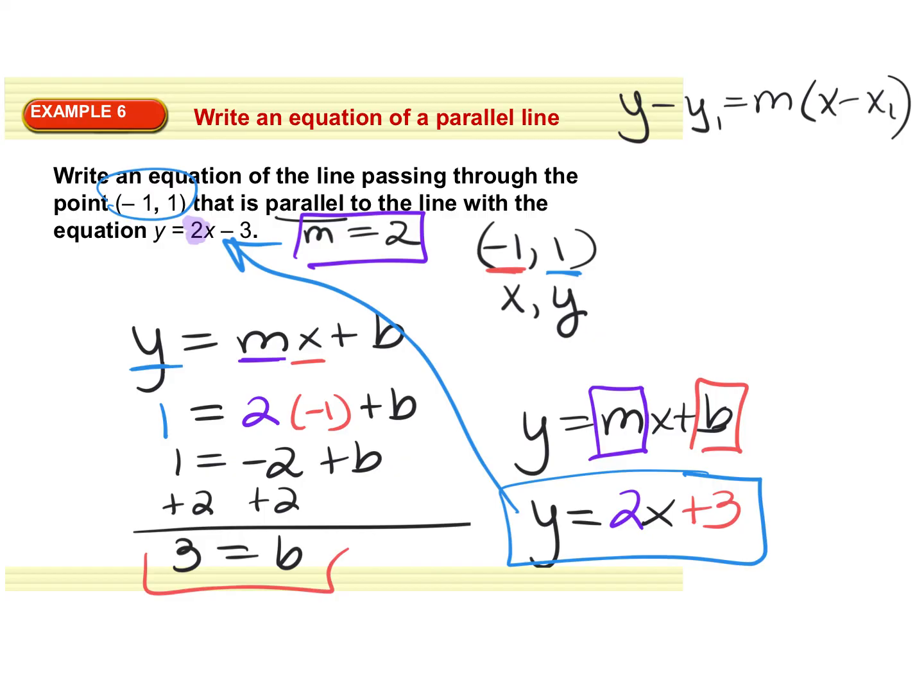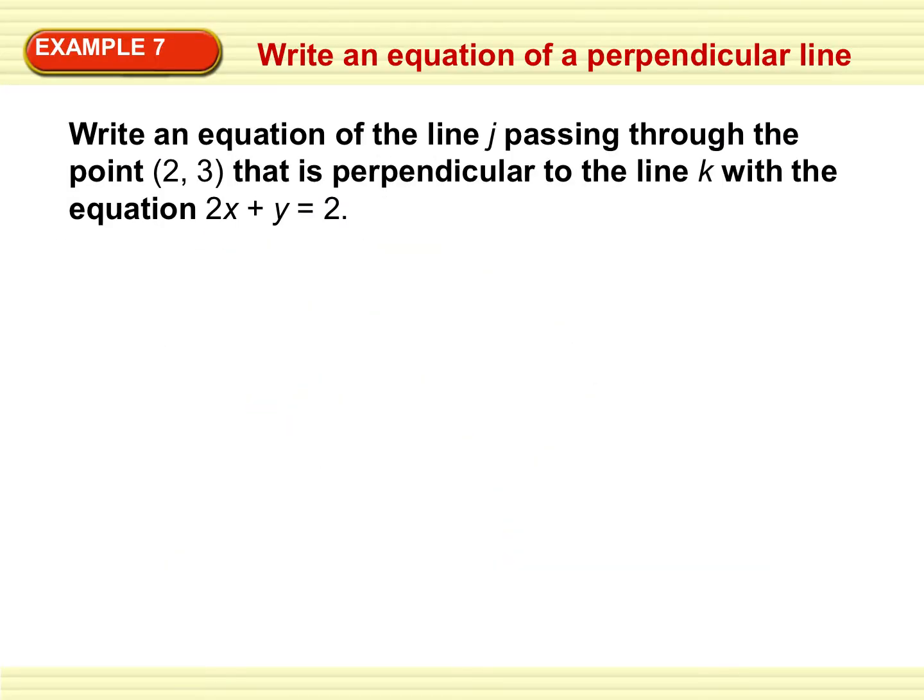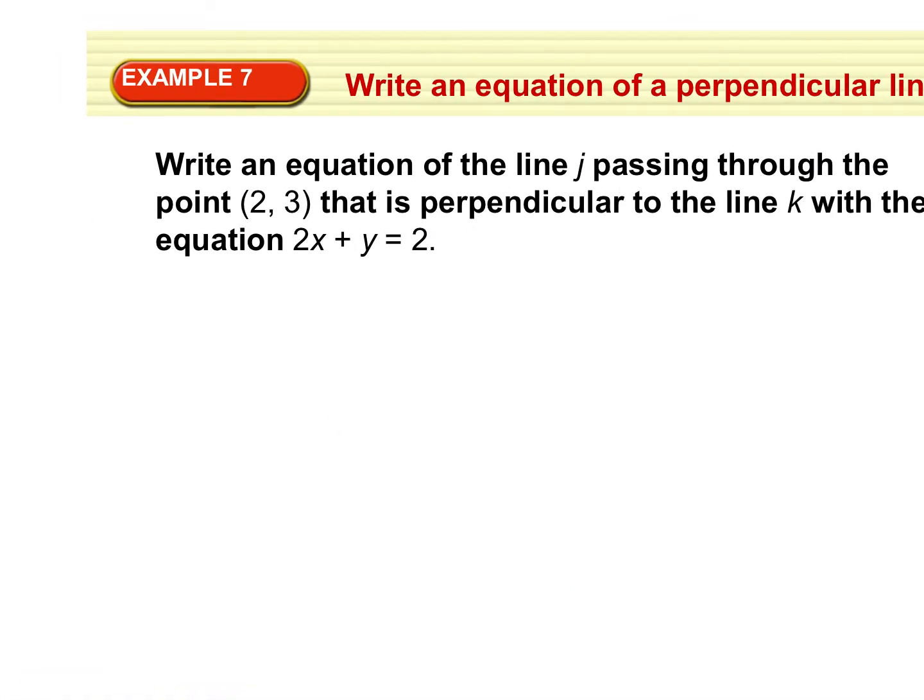The next example has lines perpendicular. Same thing, but now I have to change the slope to the opposite sign and reciprocal. So perpendicular to this line, and notice it's not in y equals mx plus b form, so I've got to fix it first.